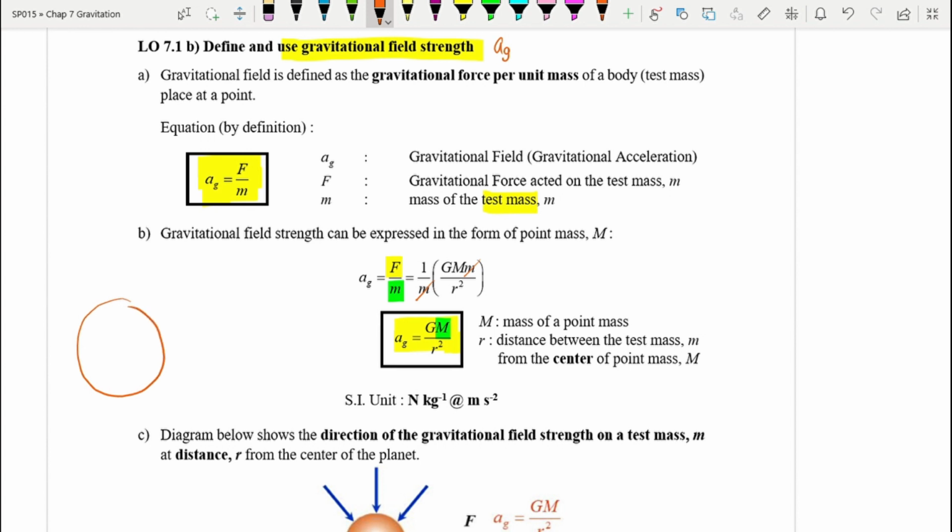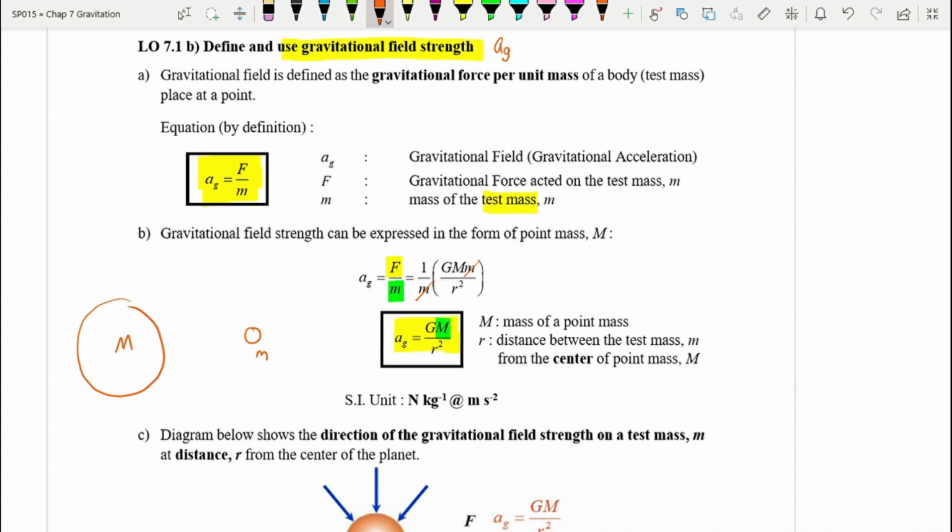Okay, then usually the small m adalah any object yang akan experience that strength of gravity. Macam kita dengan bumi. So kita experience the gravitational field strength by Earth. So kita adalah test mass dan bumi adalah point mass. Itu sebagai contoh lah. Okay, and then saya ada juga explain tentang unit bagi AG.